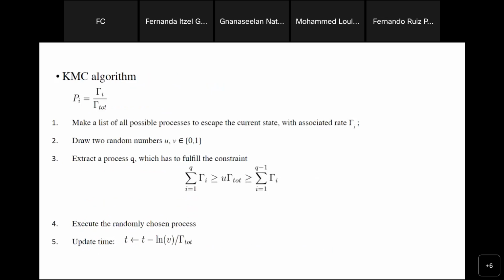Each process is chosen with a probability pi, and the extracted process must fulfill this inequality, where U is a random number, and the time is updated from T to T plus delta T. Please, next slide.